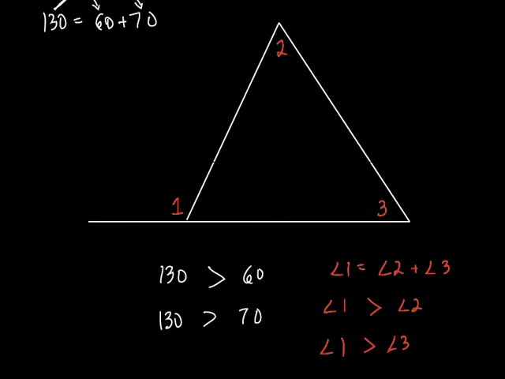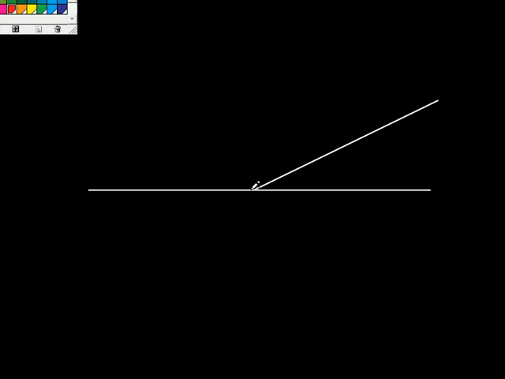Here's another example. What if I had something like this? Let's do this. Like that. Okay? And we'll do the same thing. We'll call this angle 1 and we'll call this angle 2. What do you think? What kind of inequality do you think I could say? Well, you don't really know that. Now, by the picture, it sure looks like it.